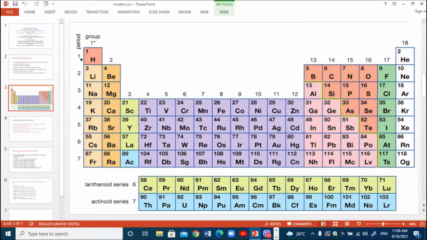There are 7 periods in the modern periodic table: 1, 2, 3, 4, 5, 6, 7. Now these elements in these periods have different number of cells or orbits in their atomic structure. Now we'll see elements in period 1. These elements have only one cell or orbit in their atomic structure, only one cell.